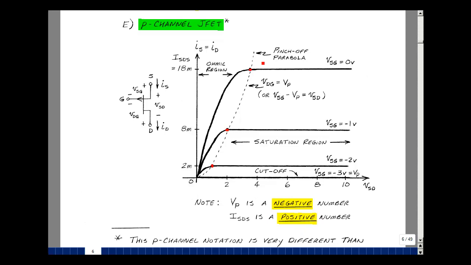Now, virtually no textbooks use this notation. They wind up having everything flipped. They have the curves in the third quadrant, and it's very confusing for a student or even an engineer to keep all that straight. So I like the idea of just flipping the directions like we did for the PNP transistor.